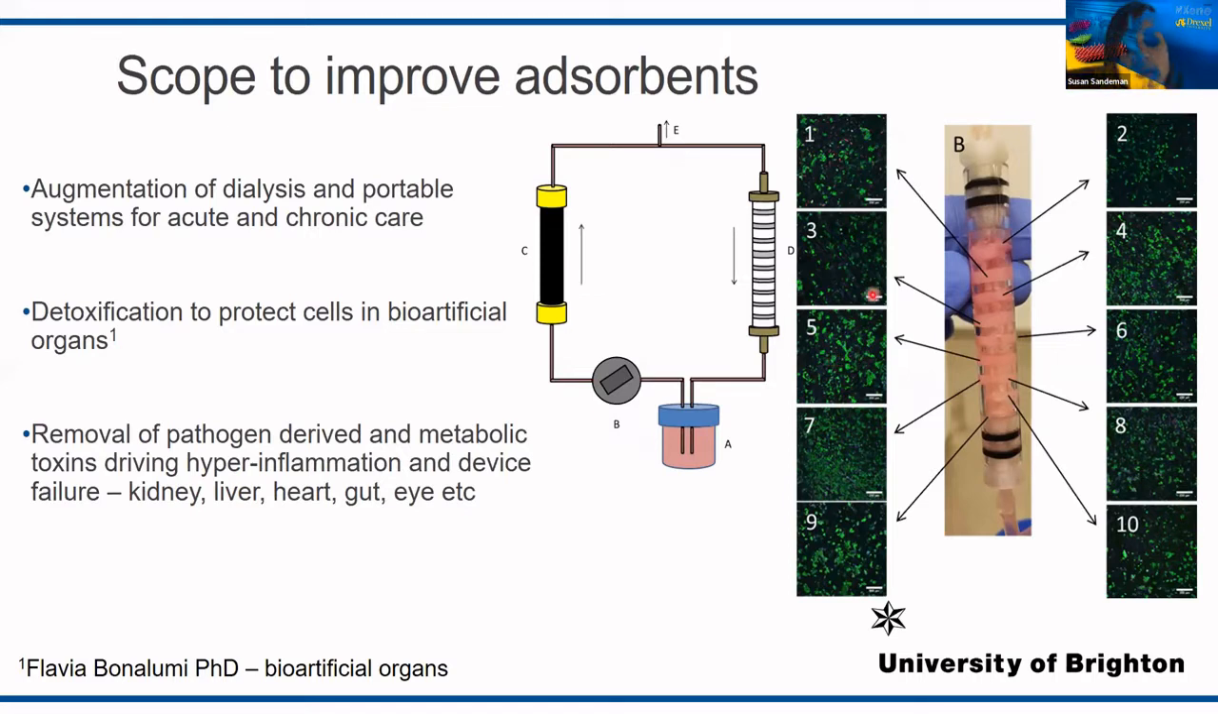However, it's difficult to keep highly metabolizing cells like hepatocytes within this system. So there's a suggestion that we could use adsorbents to protect these cells. That's the second approach. But really, there are many devices that could be used to remove pathogen-derived and metabolic toxins driving hyperinflammation, to replace organ function in organ failure.